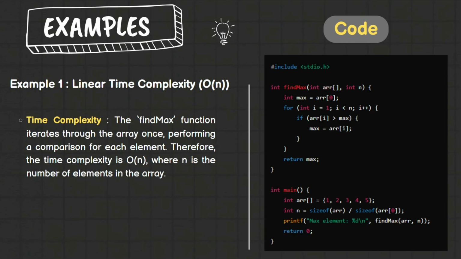This approach has a linear time complexity, denoted as order of n, because the function must examine each element in the array exactly once. This makes the algorithm efficient for finding the maximum value in the array, regardless of its size.